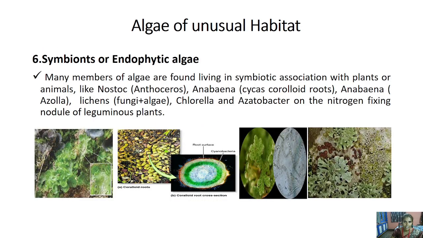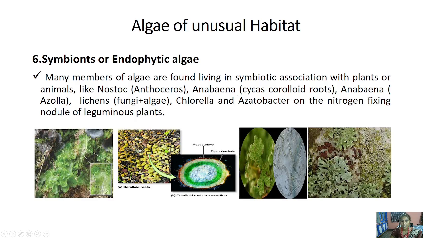Then coming to the sixth category of unusual habitat of algae, that is symbionts or endophytic algae. Symbiosis is a phenomenon where two organisms live together without affecting one another, and both of them are mutually benefited. Many members of algae are found living in symbiotic association with plants or animals, like Nostoc, which lives inside the thallus of Anthoceros, which is a bryophyte. Inside the thallus of the bryophyte, Nostoc lives symbiotically.